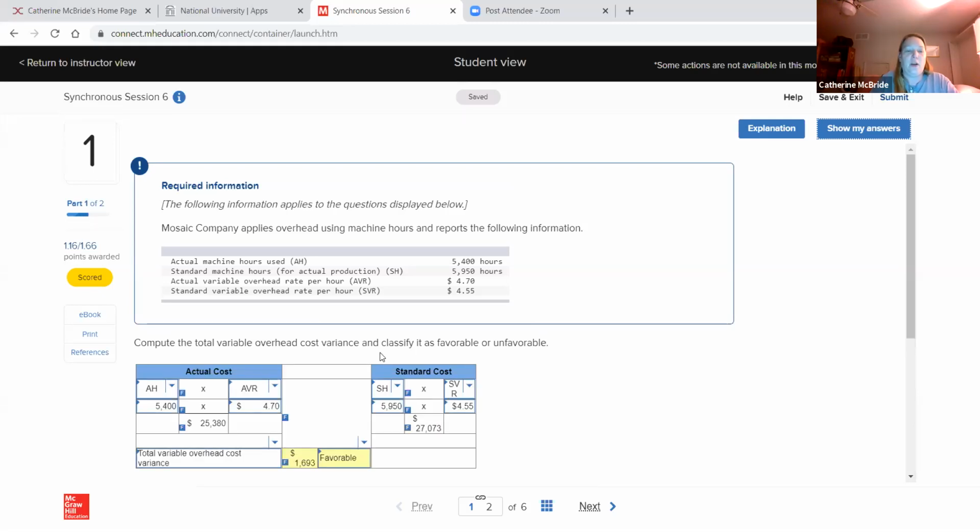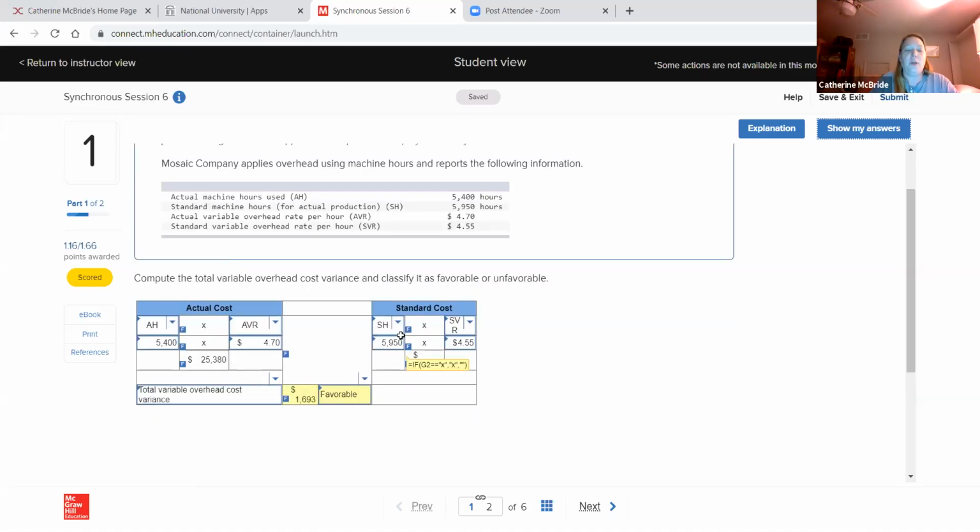Total variable overhead cost. Because we're looking at, oh yeah, because we're doing, yeah, from one side far to the right and the other side. Far, yeah. Yes. Good catch.